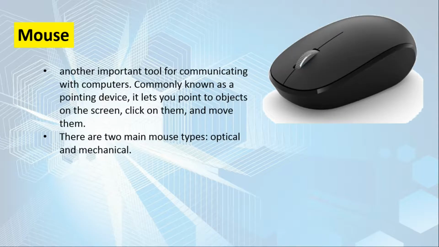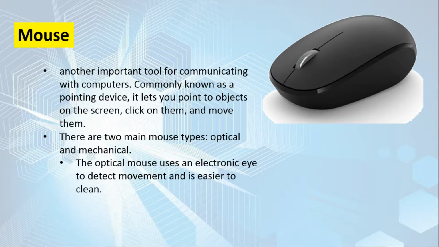So there are two main types of mouse, optical and the mechanical. I bet nakakita na kayo ng dalawang uri ng mouse na ito. Okay, so the optical mouse uses an electronic eye to detect movement and is easier to clean. Okay, so kung gumagamit kayo ng computer ngayon, try to hold your mouse and i-lift nyo siya, hawakan nyo, tingnan nyo ilalim, meron bang ilaw. Yan ang tinatawag nating optical mouse. It uses an electronic eye para ma-determine kung anong movement ba ang gusto mong gawin bilang user.